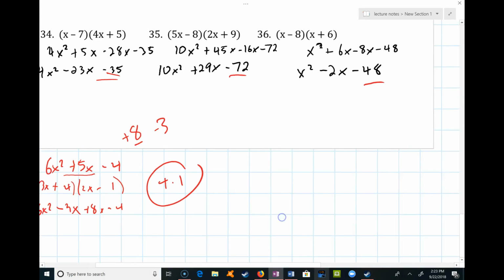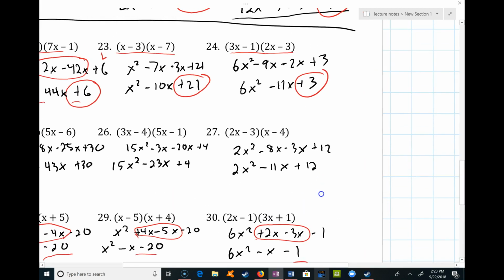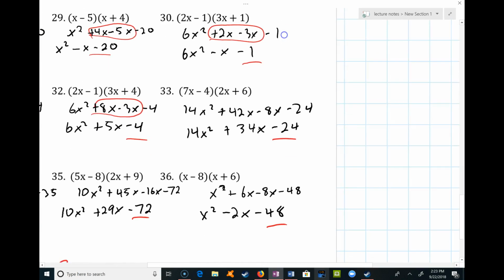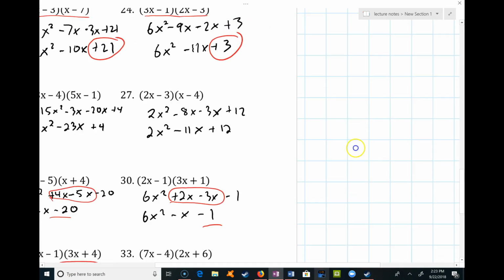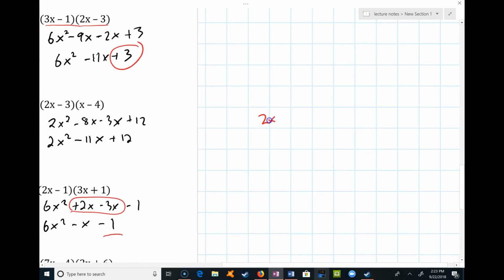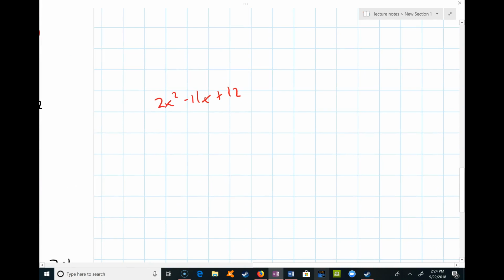Okay, let's grab another one. Maybe we'll go up here and grab one that we've done, like 2x squared minus 11x plus 12. Hide it real quick before we see the answer. Okay, so we're trying to go back to factoring now.